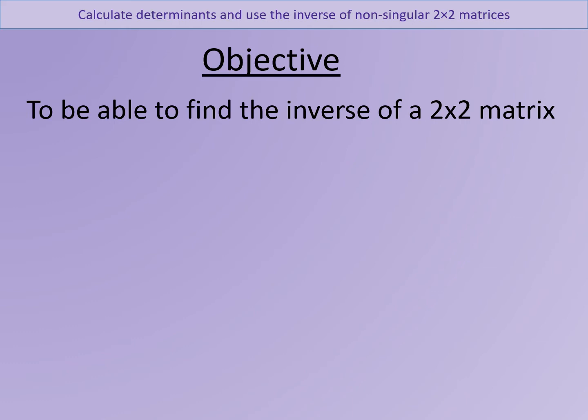In this lesson, we're going to look at the idea of an inverse transformation. That is one that undoes the effect of a transformation, so it takes you back to the original point. We're going to look at how we find the matrix associated with that particular transformation.